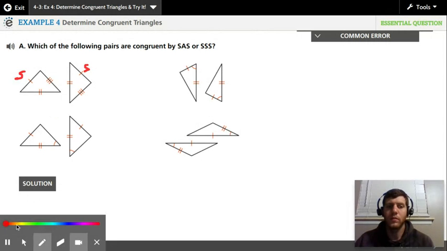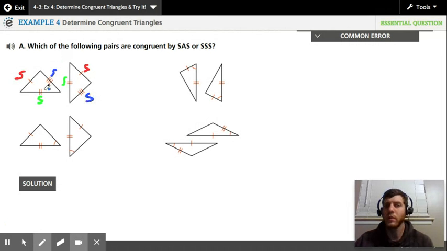We'll do these in different colors, I guess. So there's one side. Here's the second pair. And then here is a third pair. So this one is obviously going to be, we have three pairs of sides that are congruent. Therefore, the triangles are congruent by side, side, side congruence.